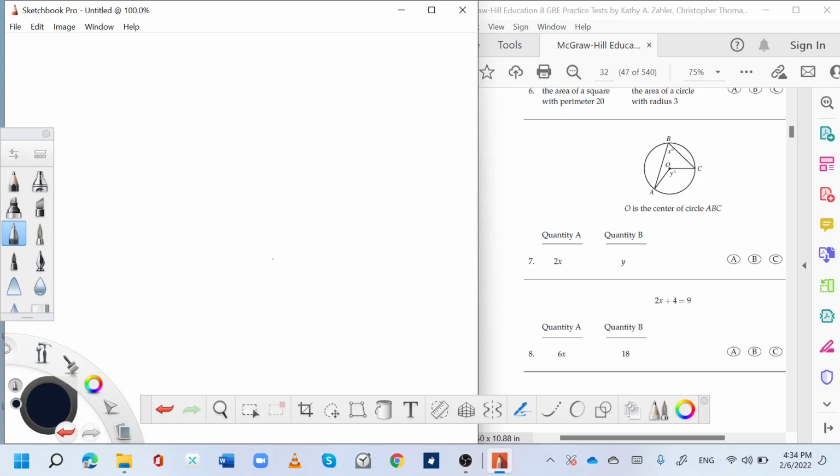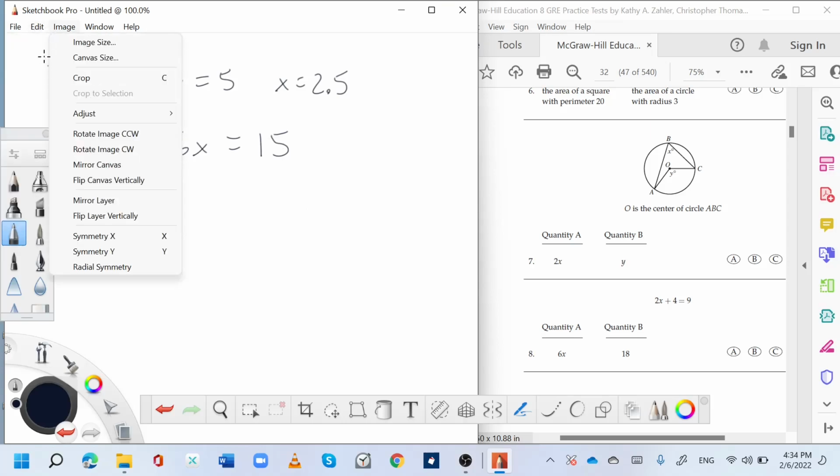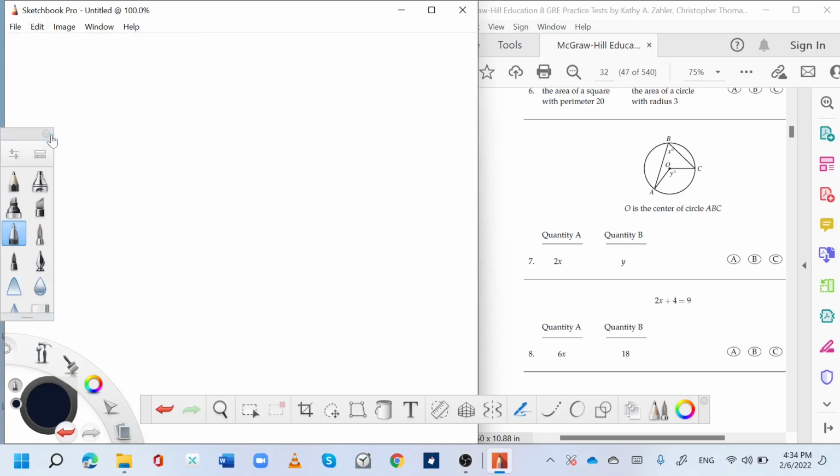Quantity 6x and 18, we have 2x plus 4 equals 9. All right, so we got 2x, we're going to subtract 4, 2x equals 5, x equals 2.5. 6x equals 6 times 2.5, or 15. 18 is greater, B. Moving along here.